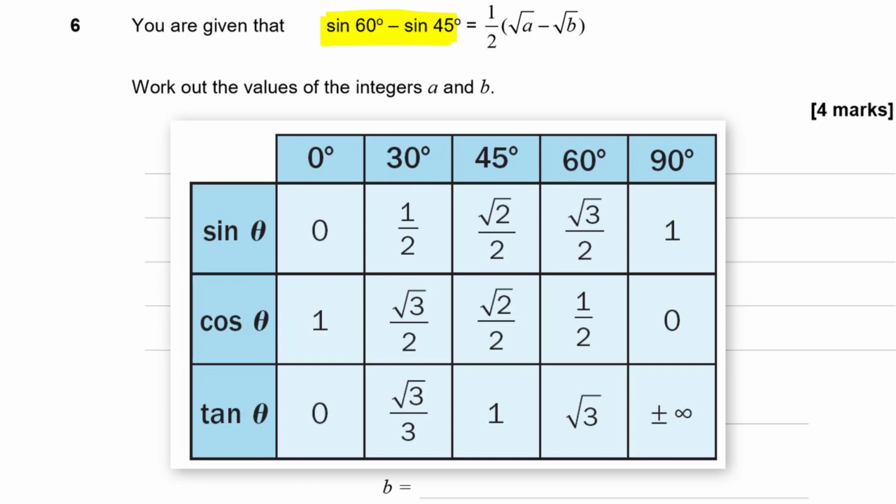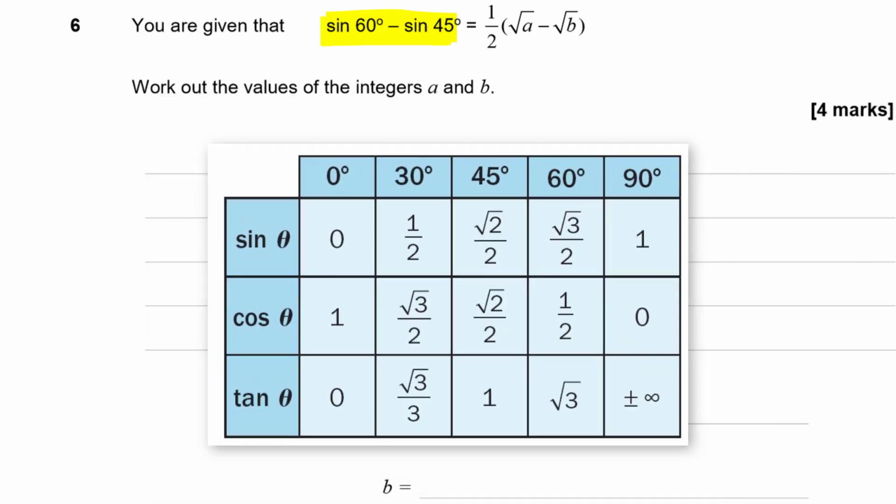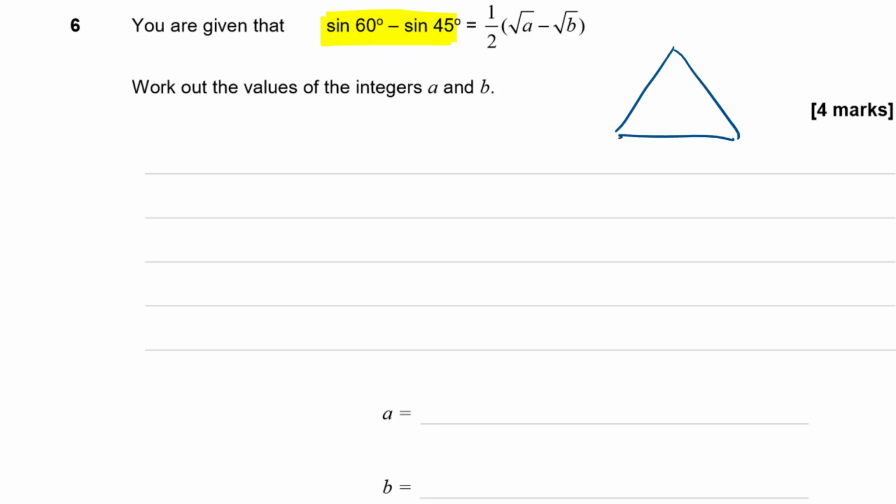You can derive all of these for yourself if you do happen to forget them. If you draw an equilateral triangle of side 2, 2, 2, and then you divide that triangle in half like this. Okay, so that's half of that, so that's going to be of side 1. Then I've got a triangle which has a hypotenuse of 2 and one side 1, so using Pythagoras I can work out the other side.